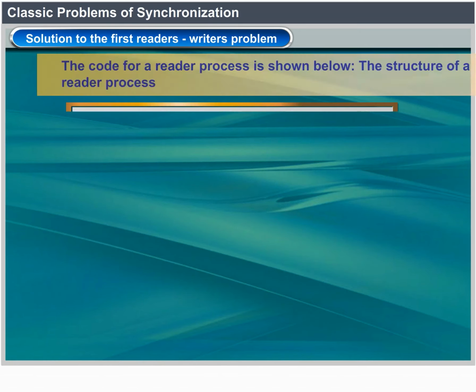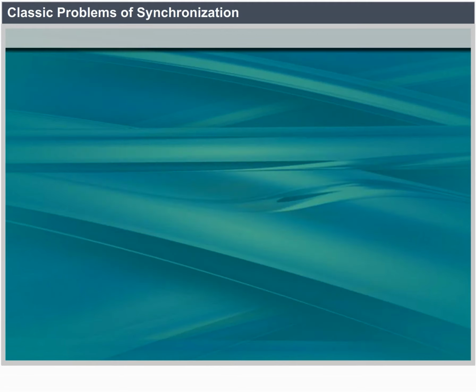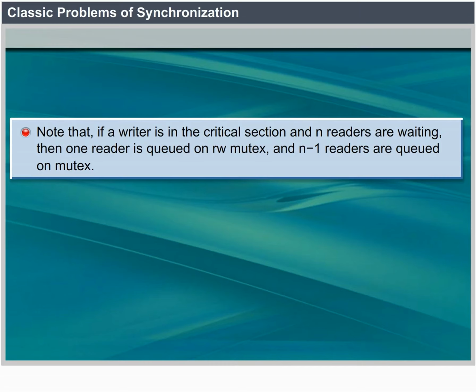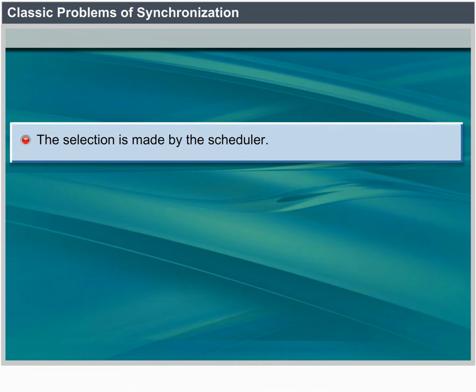The code for a reader process is shown below. The structure of a reader process. Note that if a writer is in the critical section and n readers are waiting, then one reader is queued on RW mutex and n-1 readers are queued on mutex. Also observe that when a writer executes signal RW mutex, we may resume the execution of either the waiting readers or a single waiting writer. The selection is made by the scheduler.